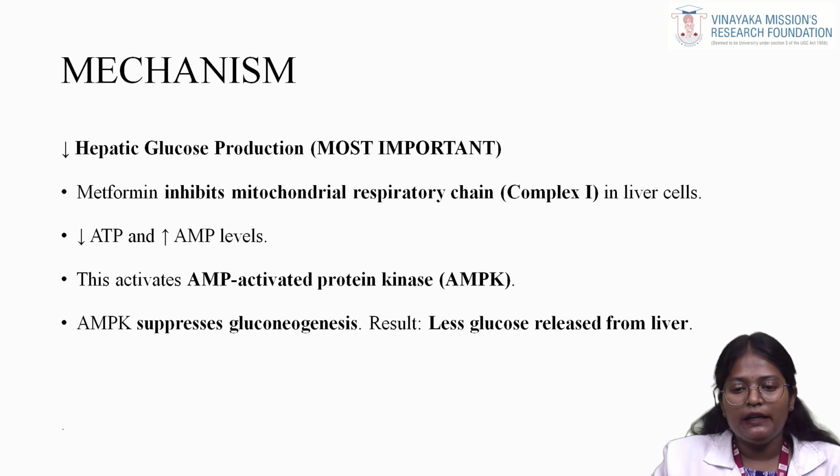So metformin inhibits the mitochondrial respiratory chain complex 1 in the liver cells. After this inhibition, ATP levels are low and AMP levels are increased. Once the AMP level increases, this activates the AMP-activated protein kinase, AMPK. After AMPK is activated, it suppresses gluconeogenesis. So the entire result is that less glucose is released from the liver.